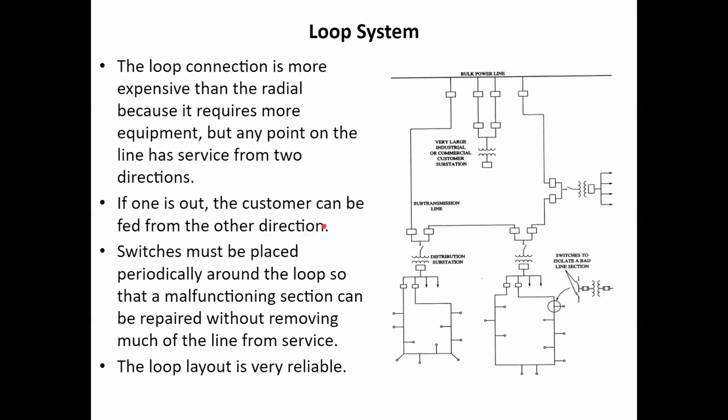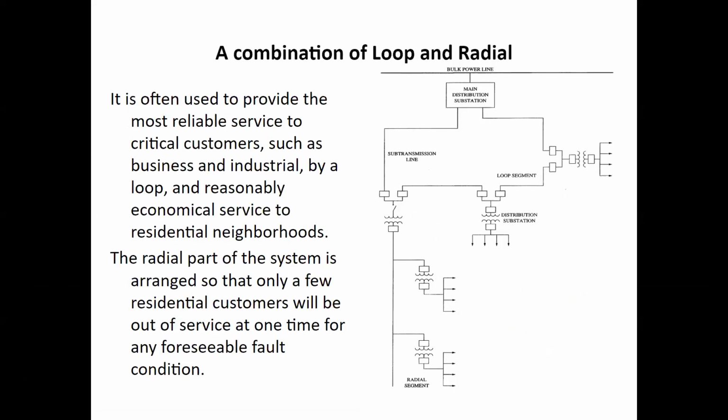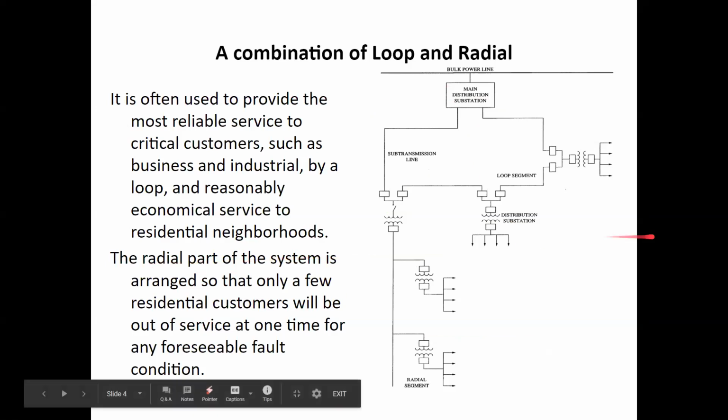These are the two types of system, a radial system and a loop system. But the actual system is a combination of this loop and radial. This is one of the most common ways. What we will do is, you can see this combination. Here you can see a loop system and here you can see a radial system.